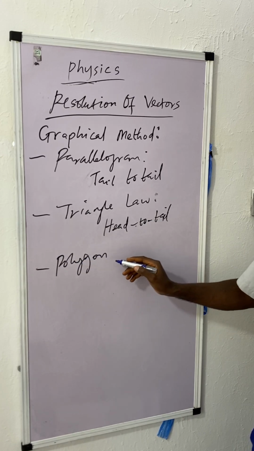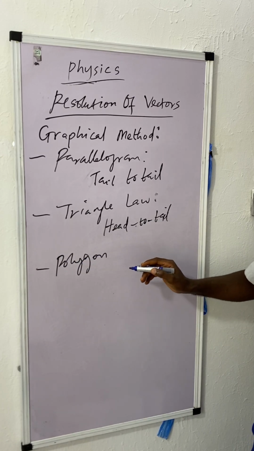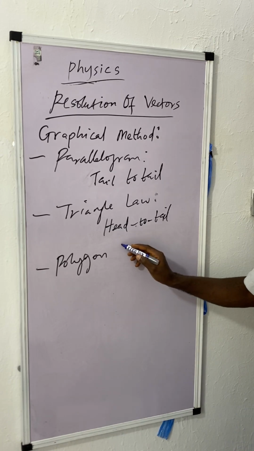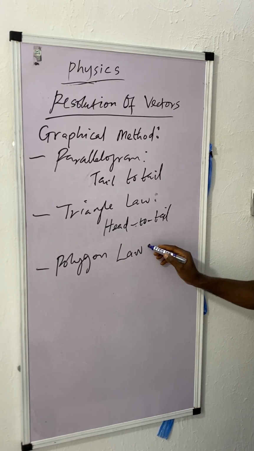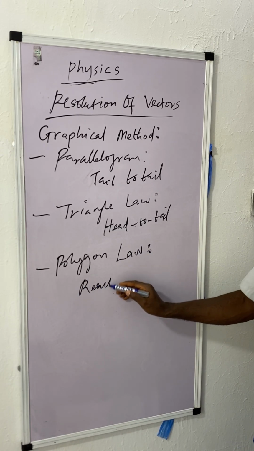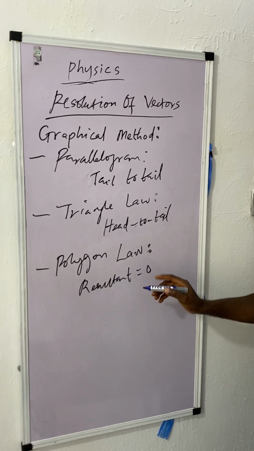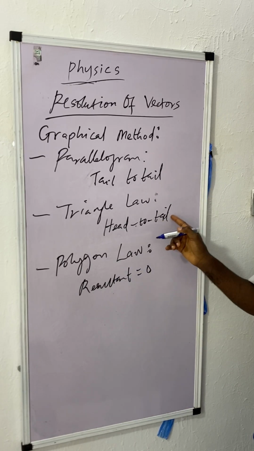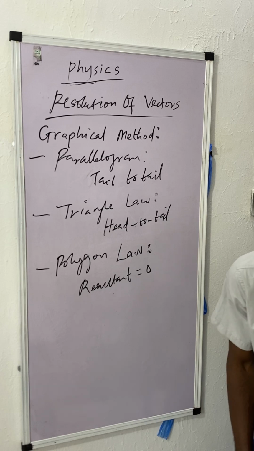Hope you remember what the resultant is, right? For the polygon law, the resultant is equal to 0. This one, the diagonal is the resultant. This one, the closing end is the resultant. We already discussed that before.